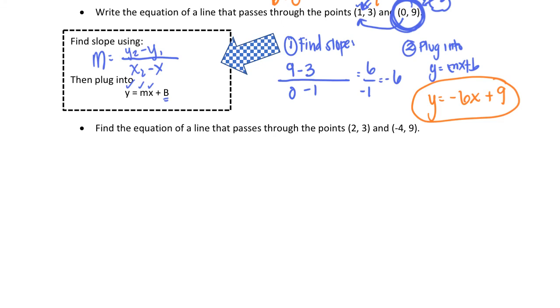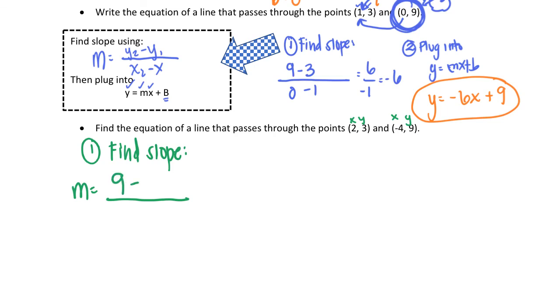In this one beneath, we have our points, 2, 3, and another point, negative 4, 9. First thing we need to find is the slope. Change in y's over your change in x's. So I'm going to subtract the second y minus the first y, the second x minus the first x. You should get that the m is negative 1.